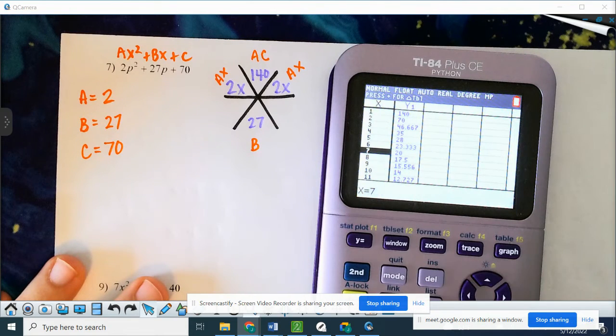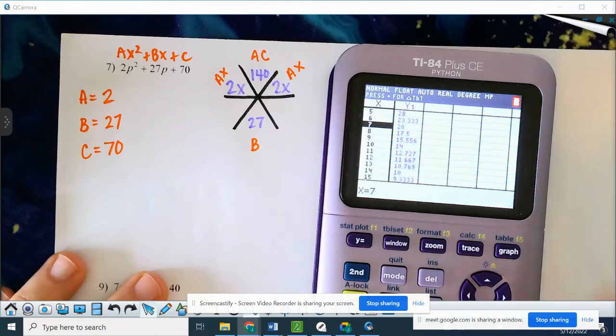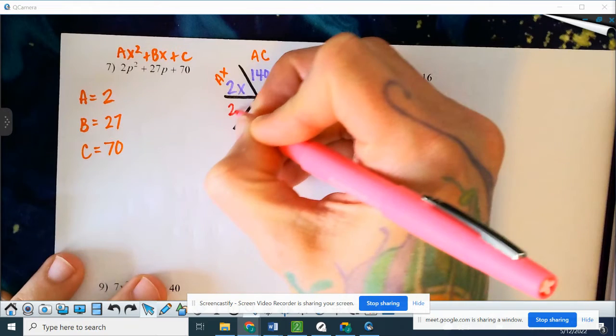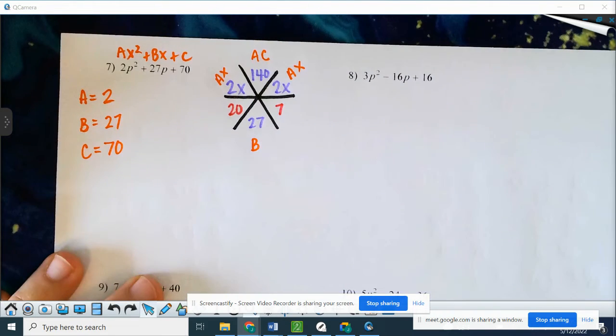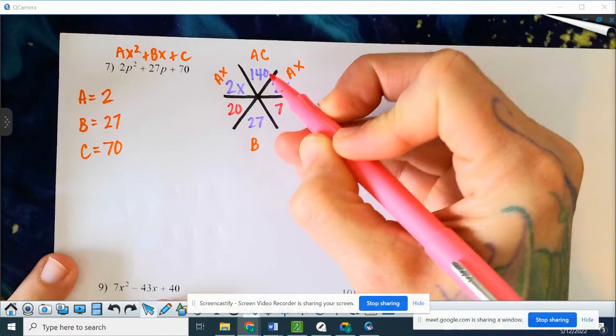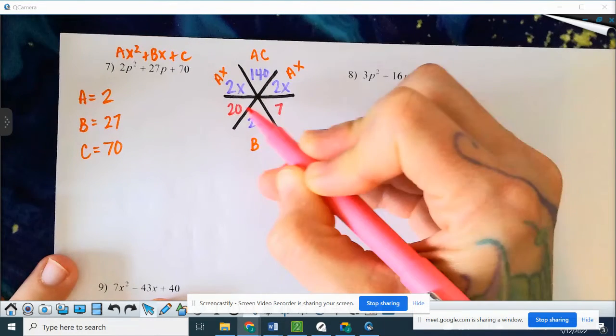And then after that, we're going to wrap back around, I believe, to 10 and 14. So we've already got there. So it's going to be 20 and 7. I always put the biggest one on the left-hand side, in order from largest to smallest, but you can put them on either side. It does not matter. I have a positive 27 and a positive 140, so we're going to keep both of these positive.